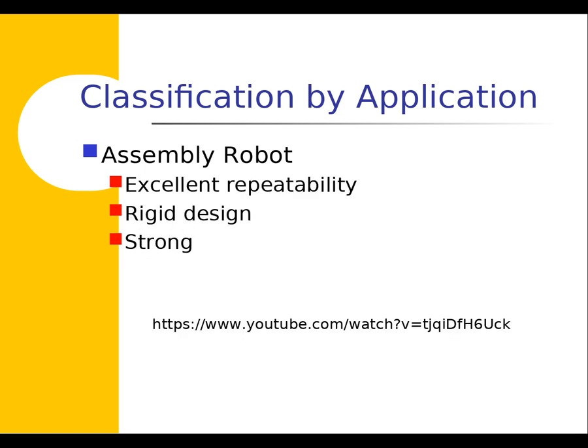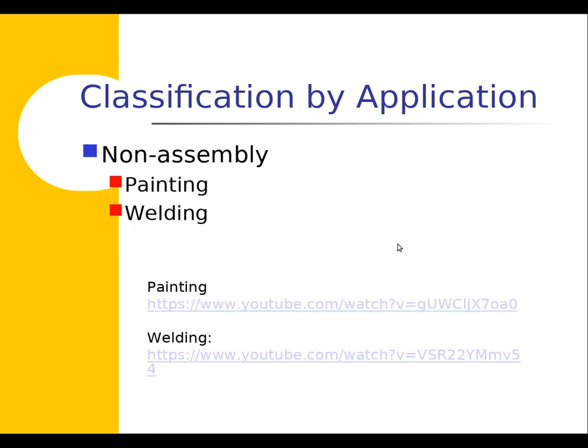All right, so as I mentioned, we need excellent repeatability. They're going to, of course, have to probably be fairly rigid and strong. And I do have a link in here that you can follow and just kind of watch on this robot here. Follow this link, and it shows you a pretty nice example of an assembly robot.